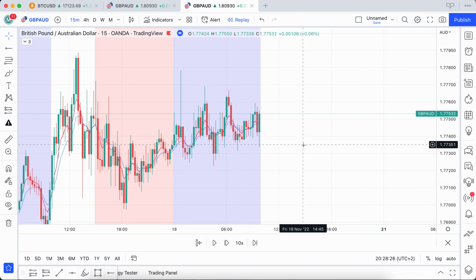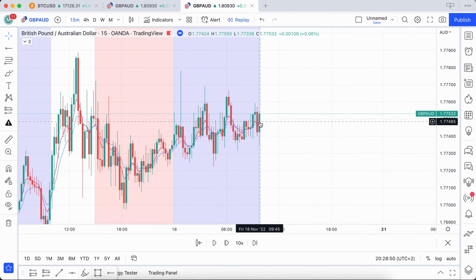Okay, so I opened this replay mode on TradingView, and this is how you're going to backtest the strategy to gain confidence. More about it in future videos later on. But for now, as you can see, the last candlestick is at 9:45, which means that the next candlestick is the London candlestick.